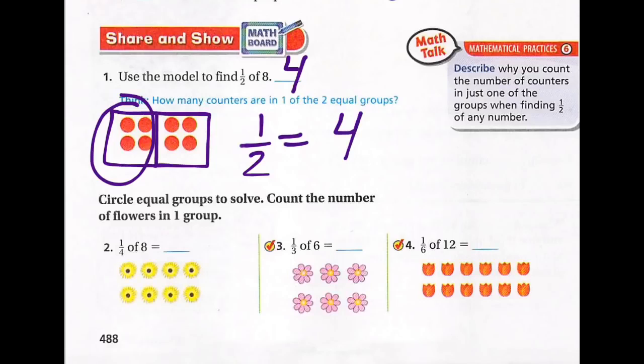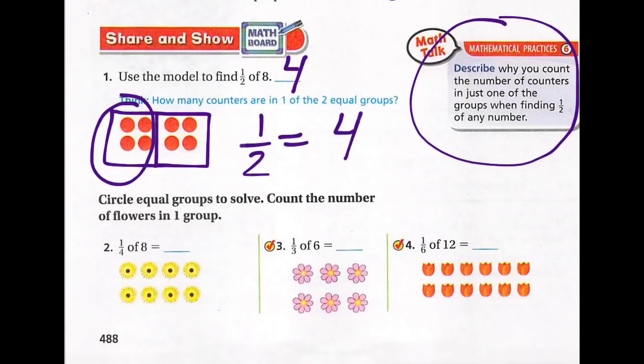Okay, mathematical practices. Describe why you count the number of counters in just one of the groups when finding 1/2 of any number. Well, the numerator in 1/2 is 1, so you would count the counters in 1 out of the 2 groups. The numerator is always the number of groups you count.